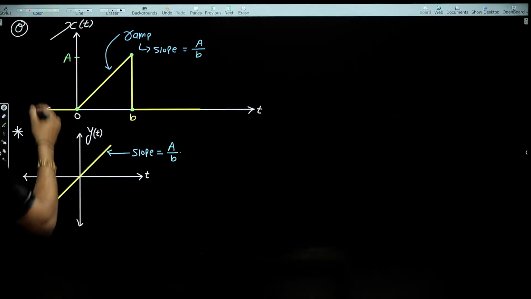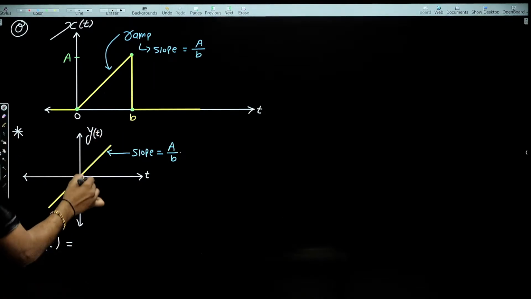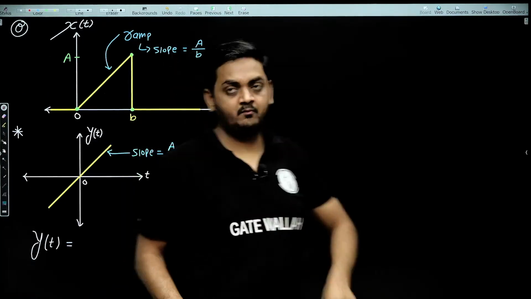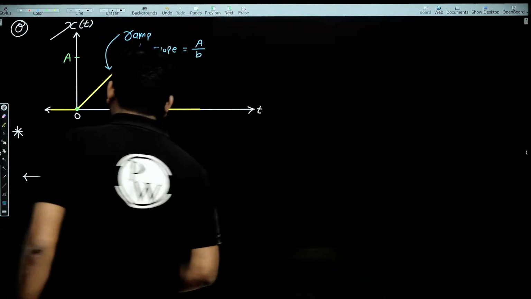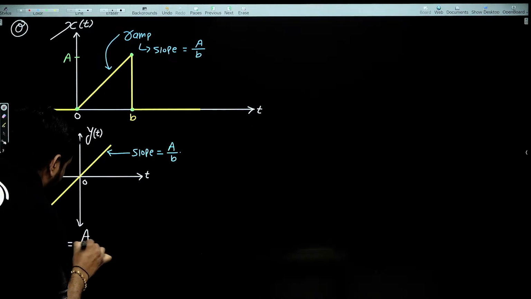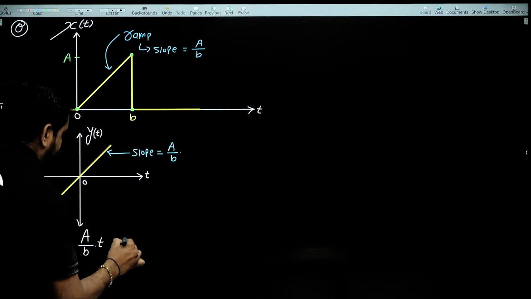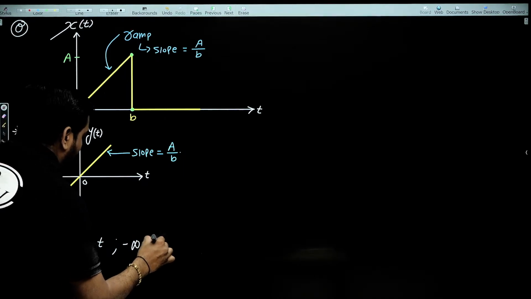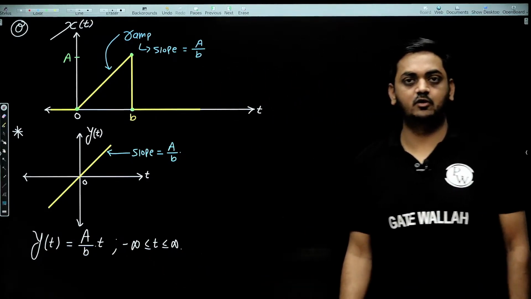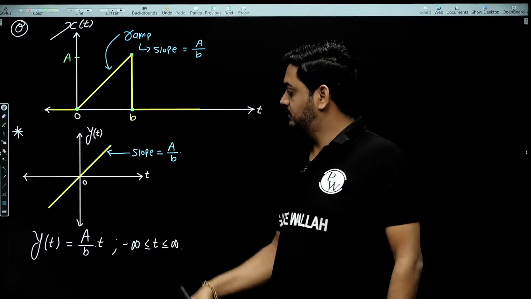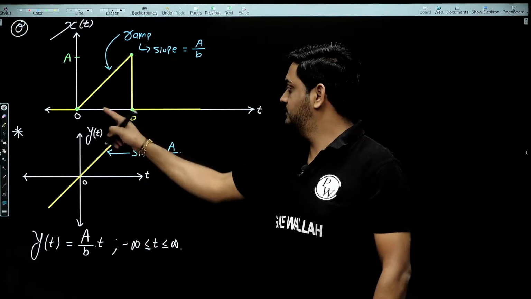Now we can say y of t signal is nothing but y equal to mx, a straight line passing through origin, guys. What is the slope? m equal to A by B. And what is the value of x? On the x axis we are considering t. But this is the expression of a line from minus infinity to plus infinity. This is a general expression. But we want this ramp function between 0 and B only.